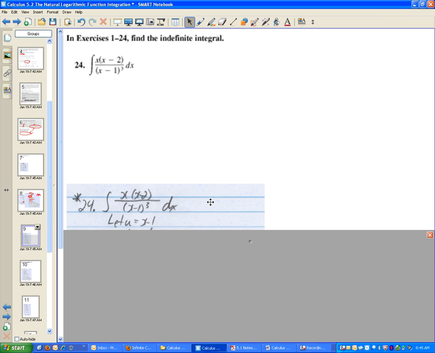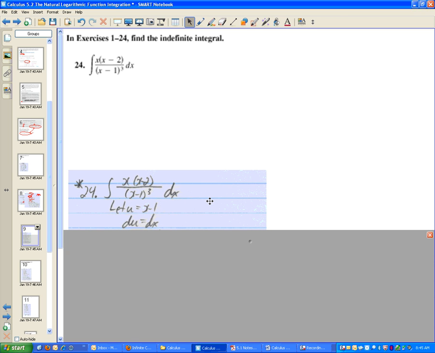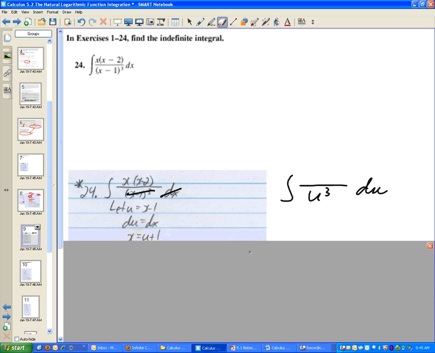If we let u equal x minus 1, what's du equal? That's dx. Is that good enough? No, because if we try the substitution now, I can get u cubed in the bottom. Got that. I can replace the dx with du. But then I'm stuck with the x's. I'm stuck with an x times an x minus 2. I can't do that with two different variables in there. So what do I need to do instead? Solve for x. So if u equals x minus 1, what does x equal? U plus 1.